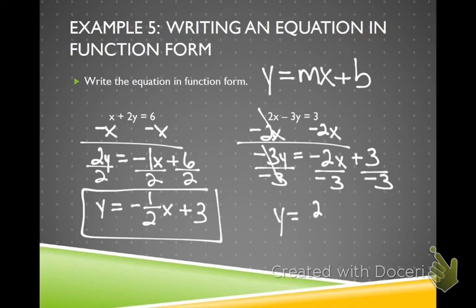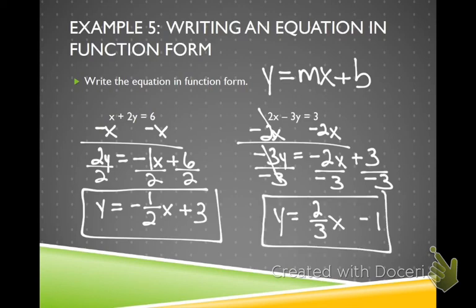So now y equals 2/3. Wait, why is it positive? Because the negatives cancel. 2 negatives is a positive answer. Okay, so we're learning something. That's a great sign. 2/3 x minus 1. And now it's in function form. And so now that it's in function form, I'm back to example 3, where I take the equation and I make a table so I can graph it. So go ahead and make your input-output tables for both of these equations.